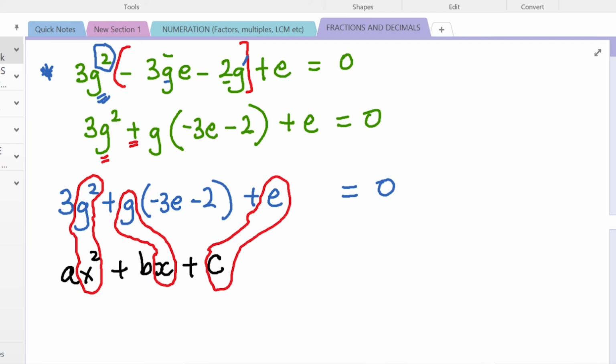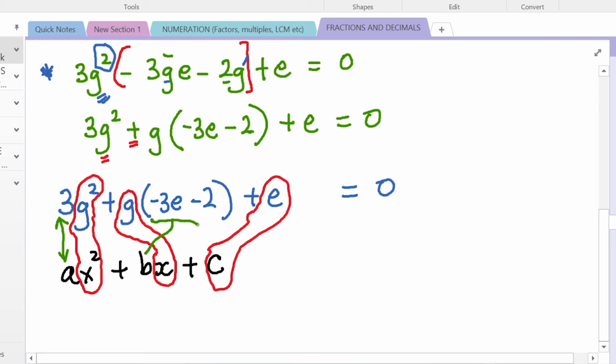Then of course our value of a here, let me see, what color can I use to differentiate this? Our value of a is that. Then of course our value of b is that expression. Then of course our value of c is like that.